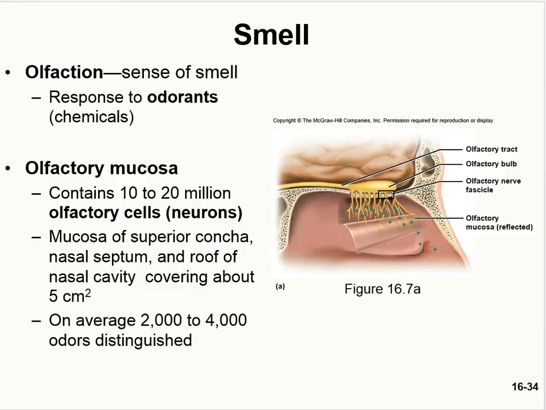Our olfactory mucosa can contain up to 10 to 20 million olfactory cells or neurons. And our mucosa of the superior concha, nasal septum, and roof of the nasal cavity cover about 5 centimeters squared. On average, we have about 2,000 to 4,000 odors that we can distinguish. There's people out there in the world that are called super smellers that can actually smell more.